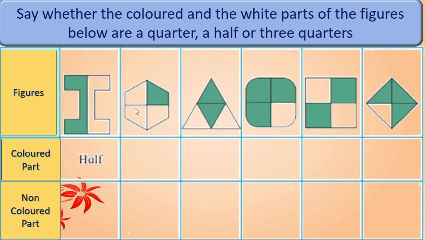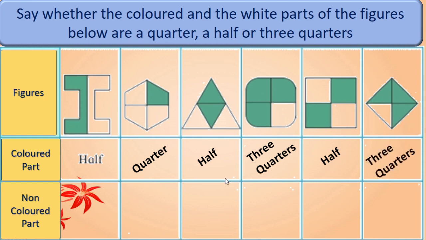Okay, now we will move to second one. Yes dear children, here we can see 4 parts. One part is colored. Only we will observe the colored parts first. Okay, come on, tell me. Yes, very good. This is a quarter part. This half. Nice. This 3 parts are colored. 3/4. 2 parts are colored means half. Here again 3/4. Isn't it? Very good. Now here non-colored part.